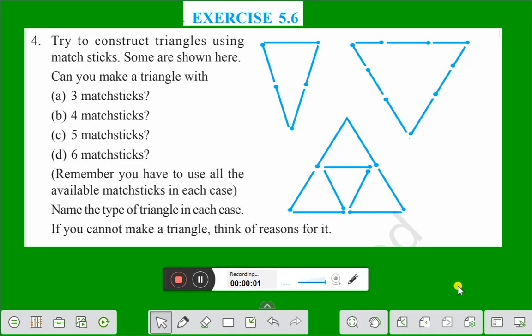Hello everyone. Today we shall discuss exercise 5.6 question number 4. Try to construct triangles using matchsticks. Some are shown here. Can you make a triangle with 3 matchsticks, 4 matchsticks, 5 matchsticks, 6 matchsticks?